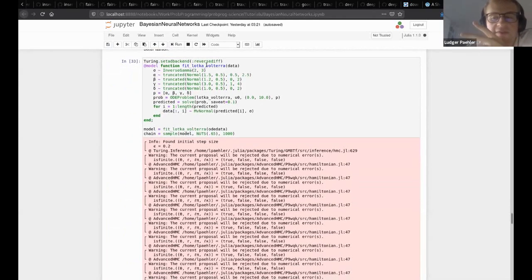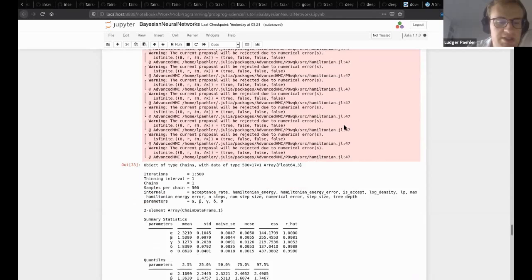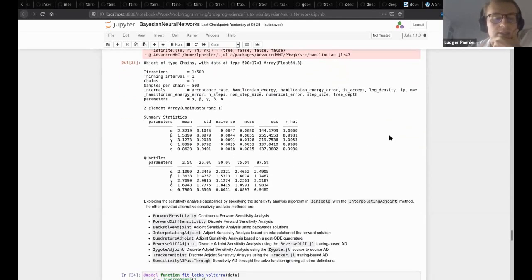So in here now we have still a reverse diff. So this is kind of the most simplest one. This is pretty much the same model definition as above. And here it tries to run, and in here it still works. So we end up with our summary statistics of our model parameters.